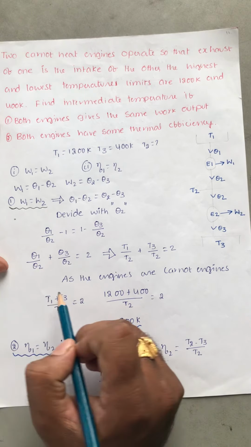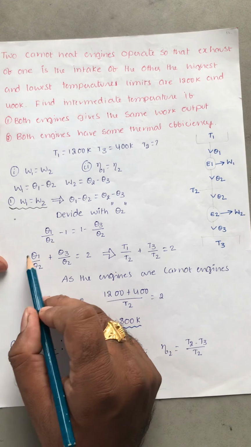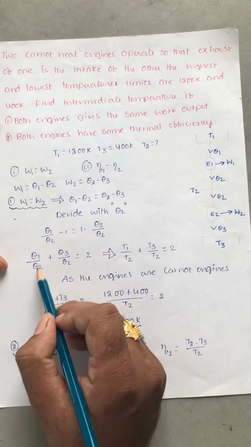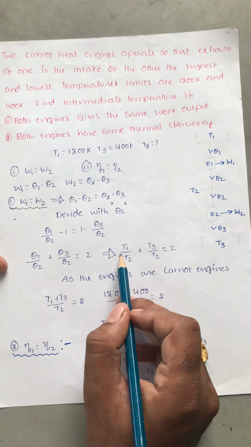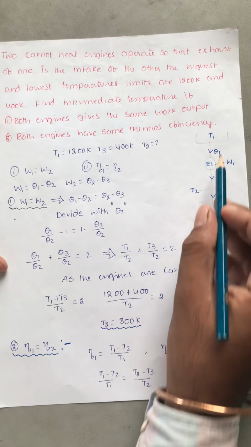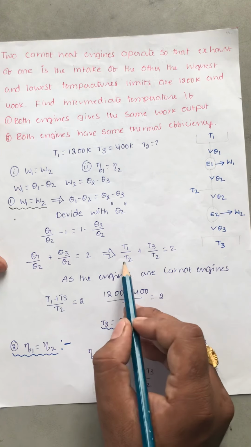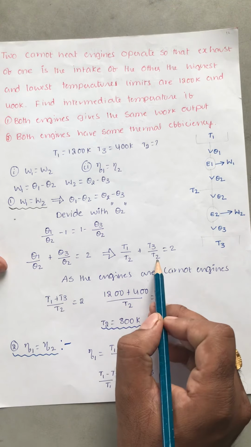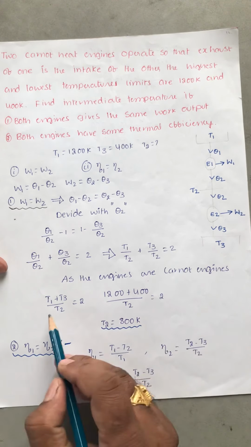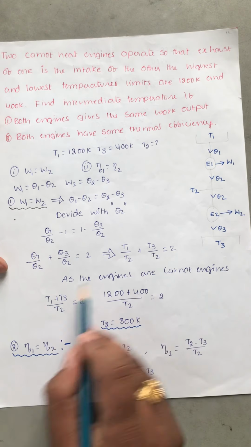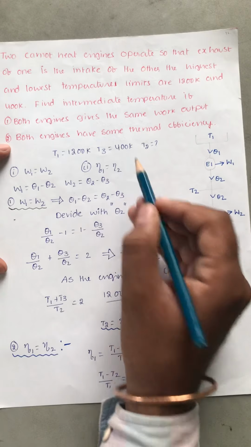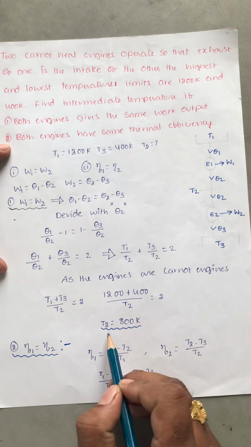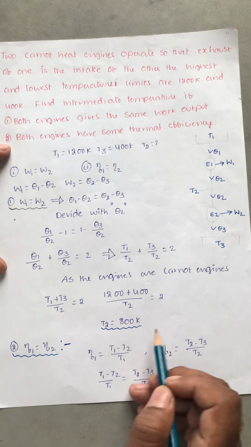As these engines are Carnot engines, you can write the ratio of heat interactions as the ratio of their respective temperatures. Q1 by Q2 equals T1 by T2, plus Q3 by Q2, meaning T3 by T2, is equal to 2. Then T2 is common, so T1 plus T3 by T2 equals 2. So T1 plus T3, that is 1200 plus 400, by T2. From this you will get T2 equal to 800 Kelvin.